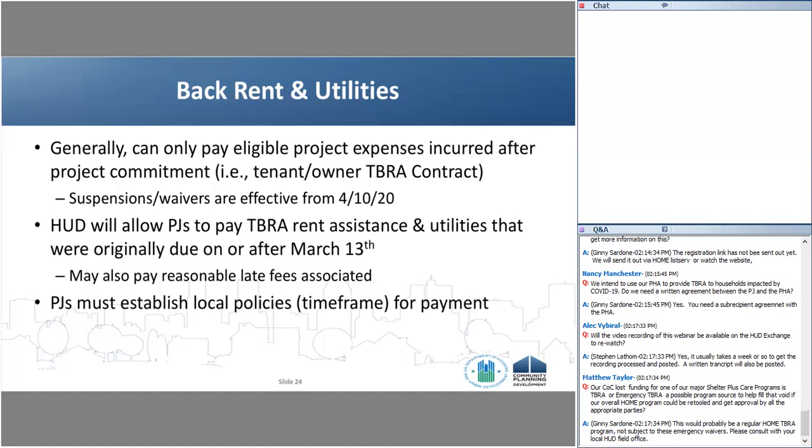So based on HUD's understanding of its authority under the federal statutes, HUD is able to permit PJs to use HOME TBRA to pay rent and utilities that were originally due on or after March 13th, 2020, which was the effective date of the statewide emergency declarations issued under Title V of the Stafford Act. PJs may also pay customary and reasonable late fees that are associated with past due rent payments as long as such late fees are clearly defined in the tenant's lease.